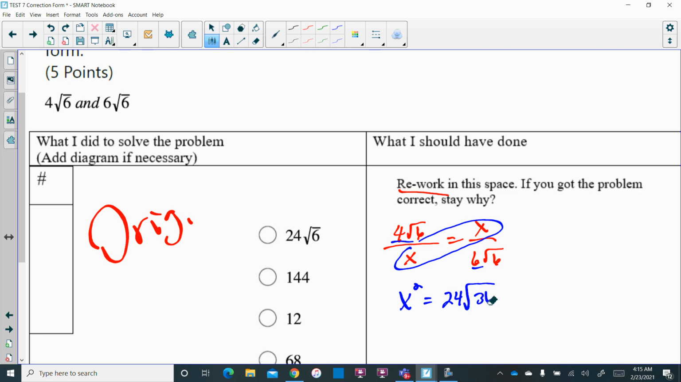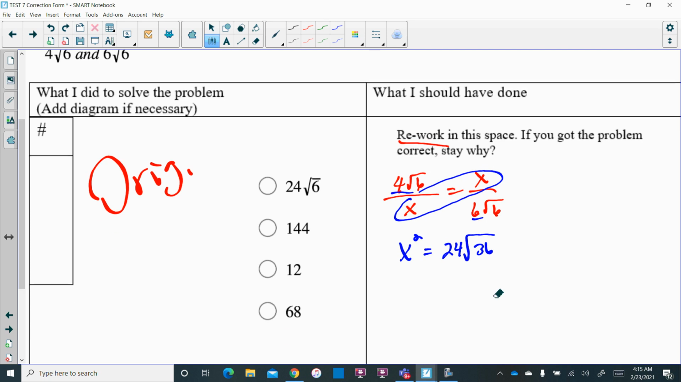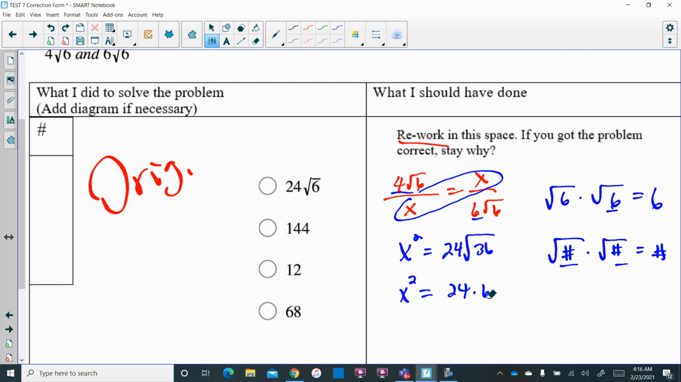Now, we had some people just say, oh, I already know what happens. Anytime you multiply a radical times itself, it just turns into a whole number. It turns into the number on the inside. That's for any number. If the numbers are the same and we're multiplying the radical times itself, it's just that number that comes out. So we did see people say, oh no, this is x squared equals 24 times 6, which is right.